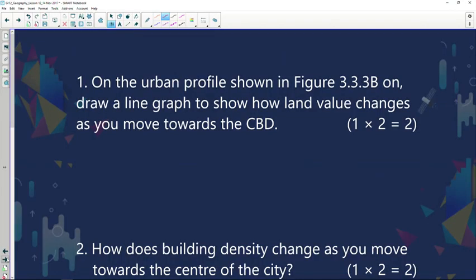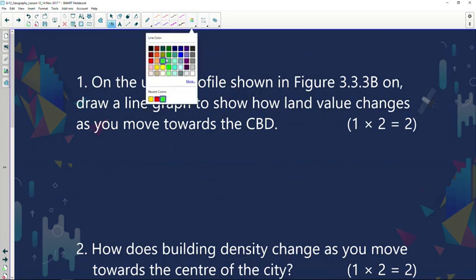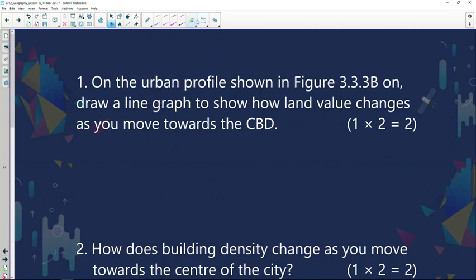Now, on the urban profile shown in figure 3.3.3b, draw a line graph to show how land value changes as you move towards the CBD. I'm just going to draw figure 3.3.3b roughly on here, because there was a lot of information that we actually don't need. If you want to define an urban profile, it's basically a cross-section, a side view of an urban area.